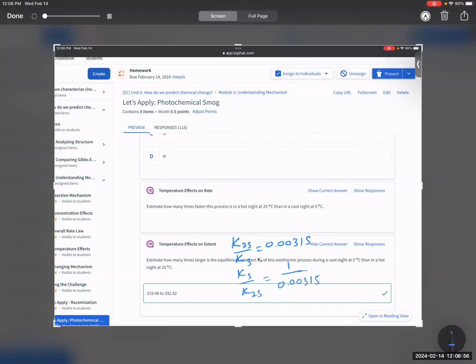Let's see what number we get. 1 over 0.00315 is 317 point something, which is closer to what they have over here. So that's how you do that, but we are not going to be interested in anything like that.